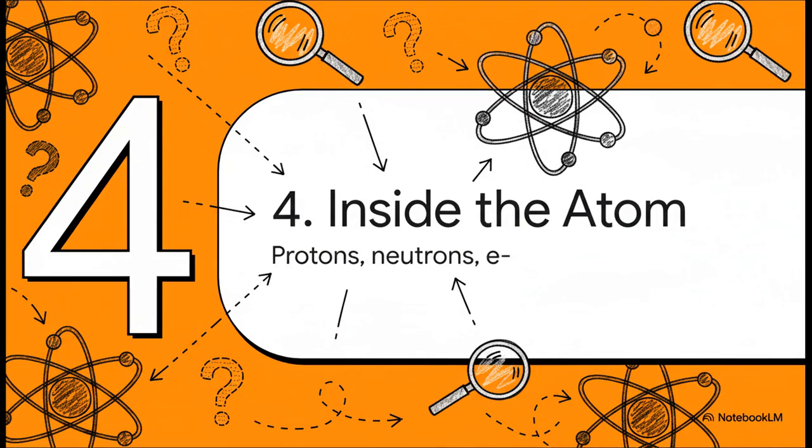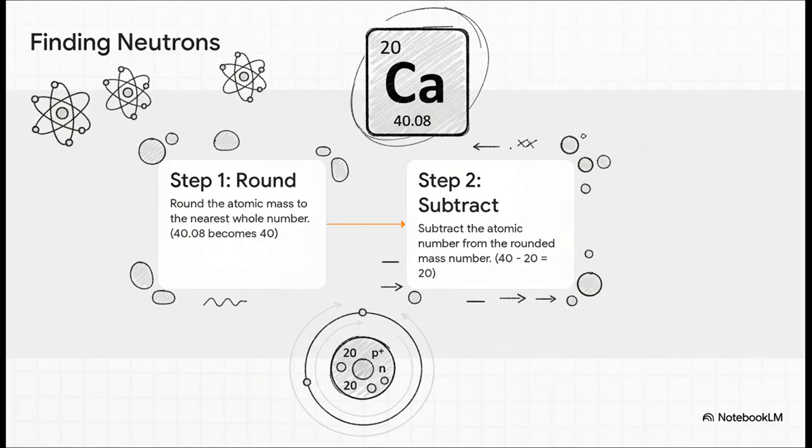Okay, now for the fun part. We know our way around the table, so let's put that knowledge to work. We're going to play atomic detective and figure out exactly what's going on inside a neutral atom using just the info from its little square. So, we already know the atomic number gives us the number of protons and electrons. But what about the neutrons? Well, turns out it's a really simple 2-step recipe.